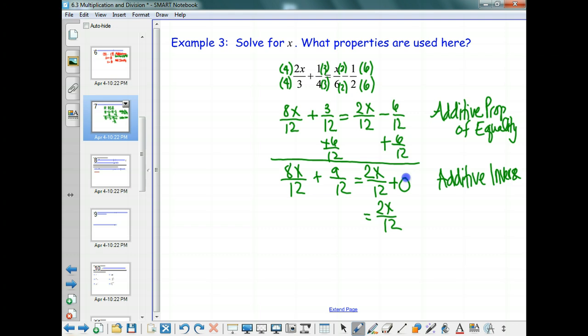What property leads me from here to here? No, that's with multiplication. That was from last time, actually. The additive inverse. Inverse isn't the right word. Identity is the right word. Right? 0 is the additive identity. It's the number we can add to any number and not change it. Isn't it? That's the additive identity.